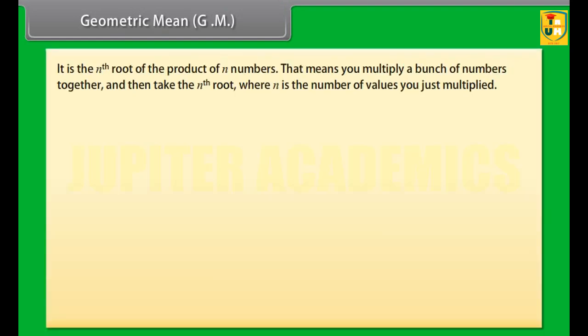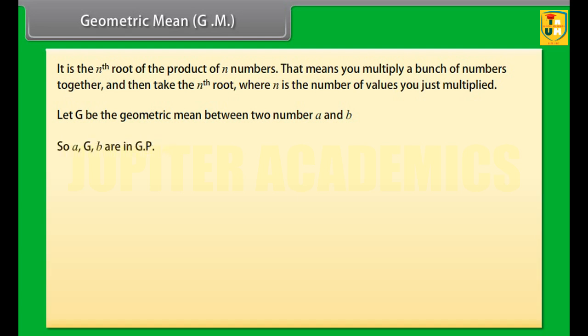Geometric mean, GM. It is the nth root of the product of n numbers. That means you multiply a bunch of numbers together and then take the nth root, where n is the number of values you just multiplied. Let g be the geometric mean between two numbers, a and b. So, a, g, b are in GP. g by a is equal to b by g, or g square is equal to a into b. Therefore, g is equal to square root of a into b.